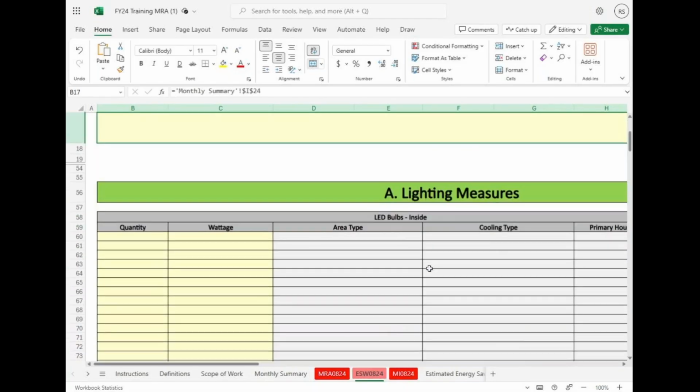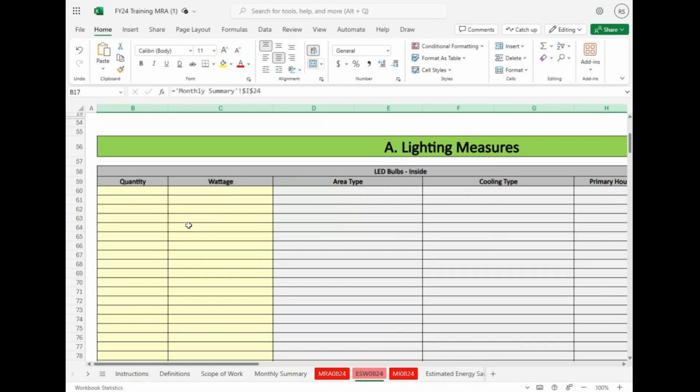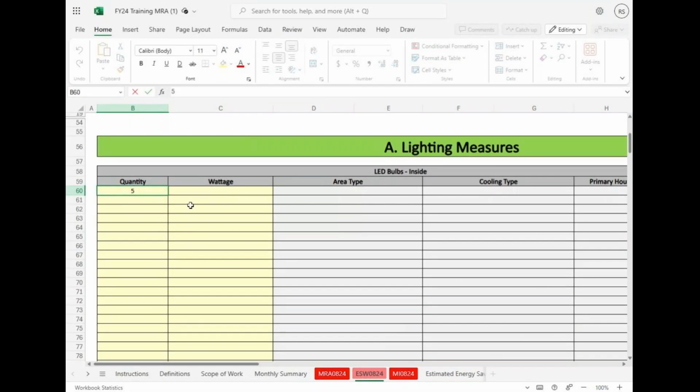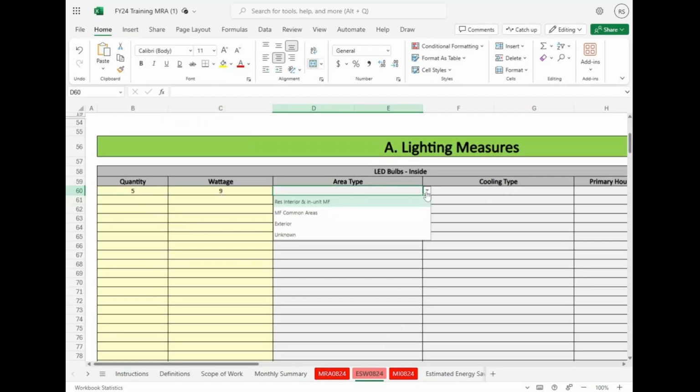Now we're getting into the measure data entry, with similar color coding to what we had before. So you have quantity, if it's tan, it indicates typing values, and gray indicates drop downs.